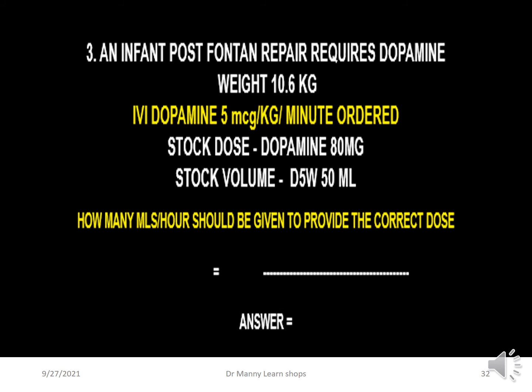So if we have a situation of an infant post a cardiac repair, called a Fontan repair, and requires a dopamine infusion. The infant's weight is 10.6 kilograms. The IV dopamine required is 5 micrograms per kilogram per minute, has been ordered. The stock dose is 80 milligrams. The stock volume is 50 mils, a 5% dextrose. How many mils per hour should be given to provide the correct dose?